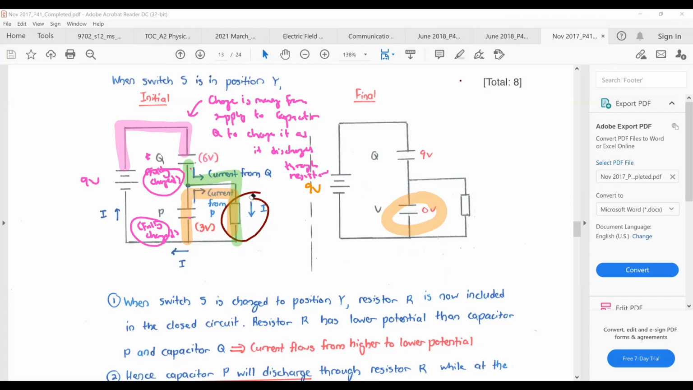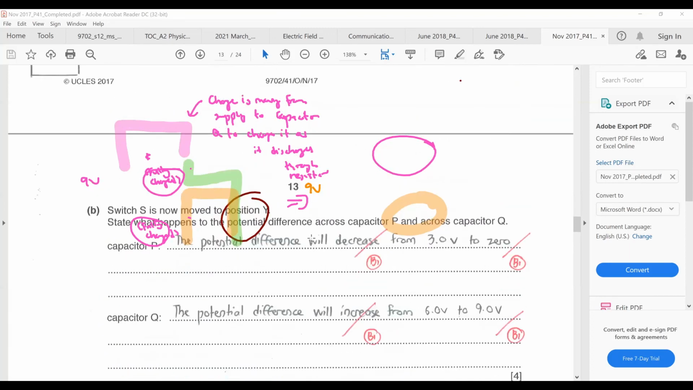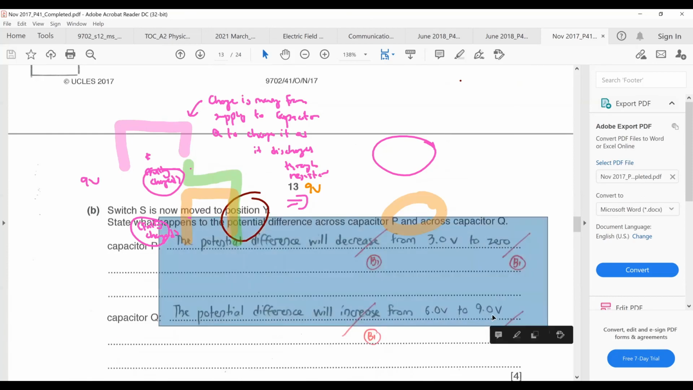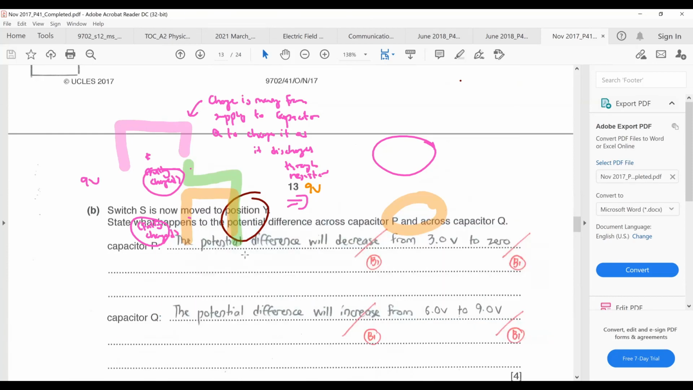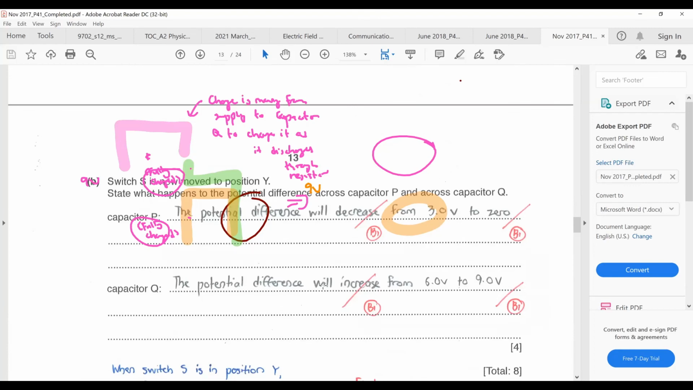So eventually what you'll see is that this one will fully discharge to 0. This one will discharge, but at the same time it's being charged, and eventually it charges back up to 9 volts. So when they ask you what happens to the potential difference across capacitor P and across capacitor Q, you will say that for capacitor P, the potential difference decreases from 3 volts to 0, whereas for capacitor Q, the potential difference increases from 6 volts to 9 volts.